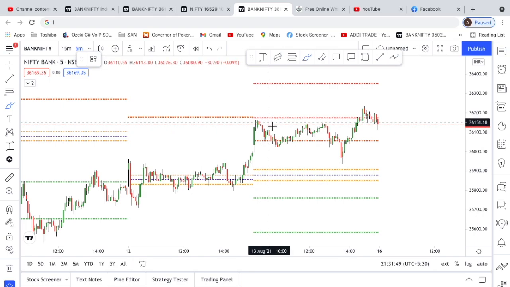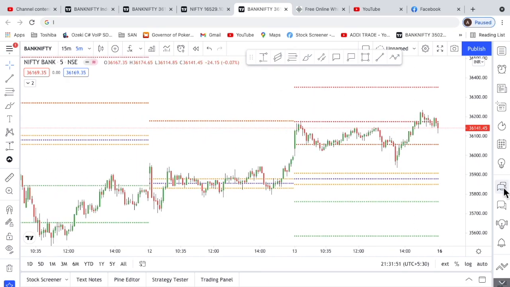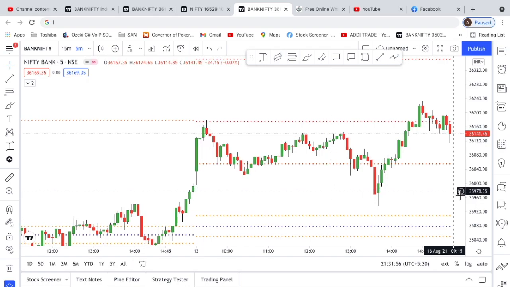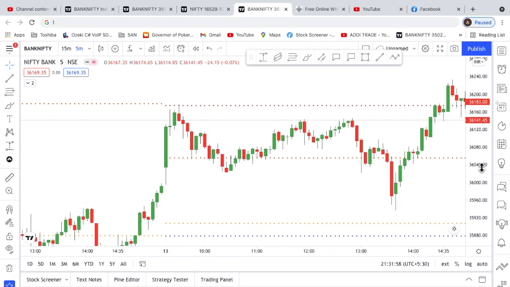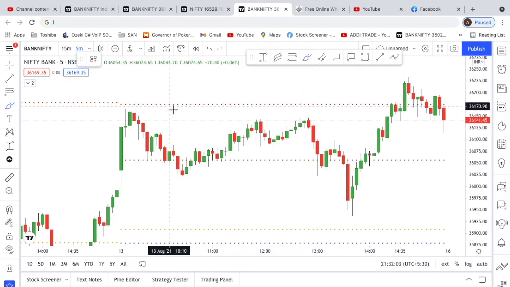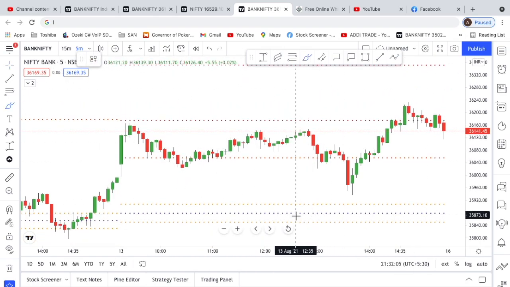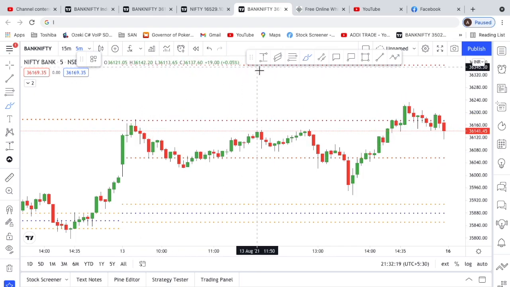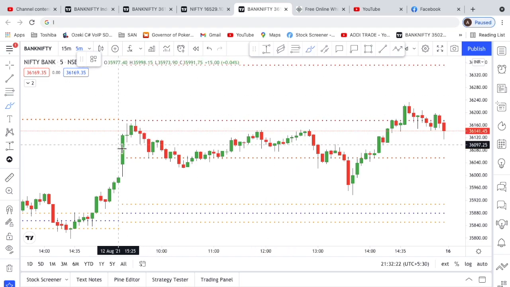If not, we got a beautiful entry to short at, let me just expand the screen so that the price action is clear. We got a beautiful short signal over here. See, I've put the CPR, these dotted lines you see here, yellow, purple, and this is the CPR. This red dot is the R1, above that is R2, and R3 is over here. So exactly at R2 we got this rejection.